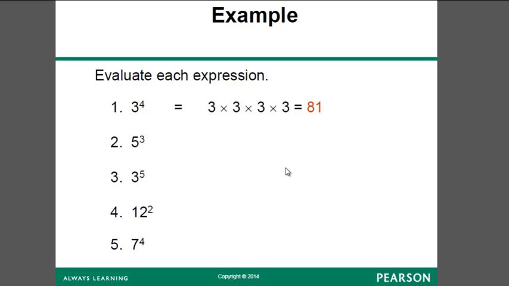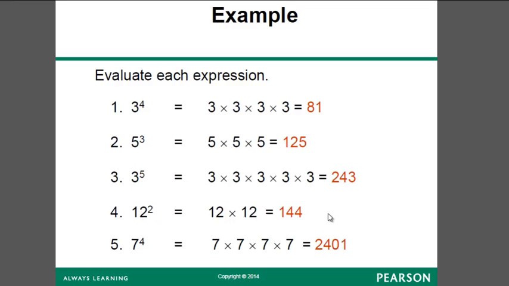Do the same thing with the next one, 5 to the 3rd. That means I want to take 5 and multiply it out 3 times. 5 times 5 would be 25, times another 5 would give me 125. I think you kind of see the pattern. So try the next 3 on your own: 3 to the 5th, 12 to the 2nd, and 7 to the 4th. See what you can get. Pause the video if you need time.